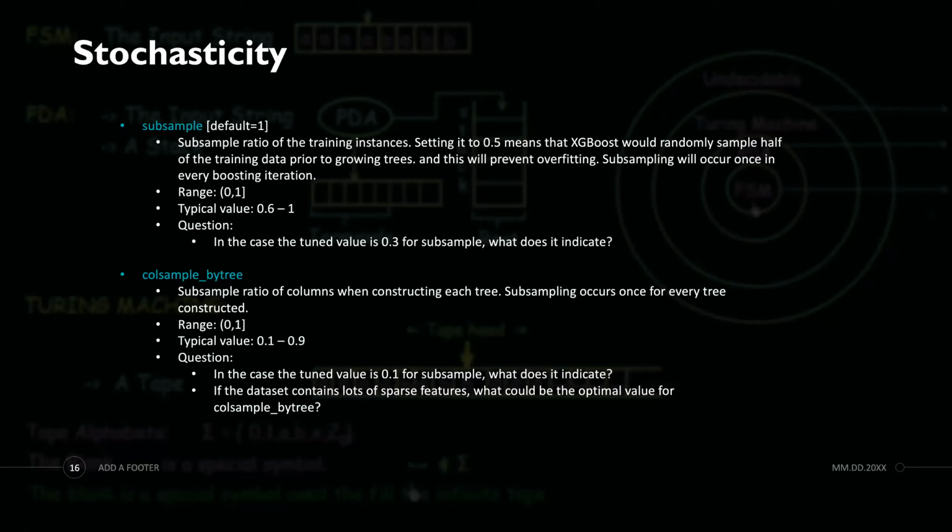Similarly, if we see the tuned value for colsample_bytree is a smaller value, it may indicate there are some noisy features in the data set. What we need to do is probably apply some feature selection to make sure we have the most useful and the most representative features.